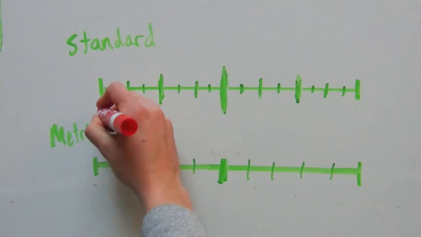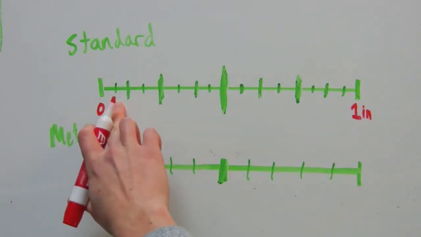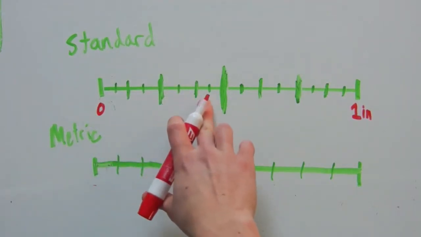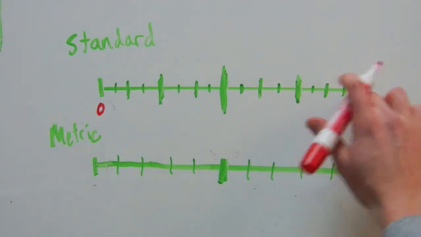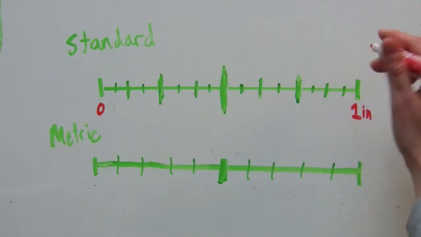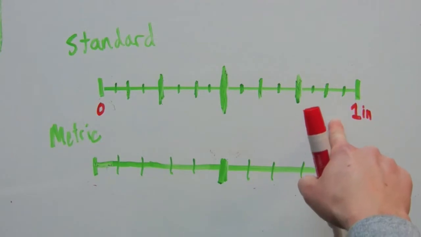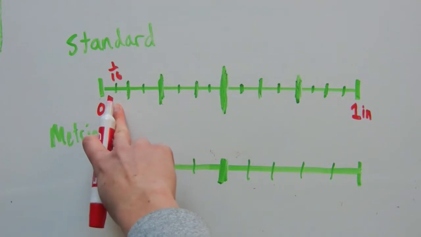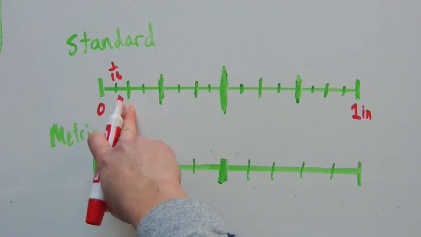So this starts at 0 and goes to 1 inch. Now you can see there's 1/16, there's 1, 2, 3, 4, 5, 6, 7, 8, 9, 10, 11, 12, 13, 14, 15, 16 tick marks to go from 0 to 1 inch. 1 inch being the 16th. So we can break that up into fractions and say that this tick mark right there is 1/16. So that one would be 2/16. But 2/16 can be simplified to 1/8.